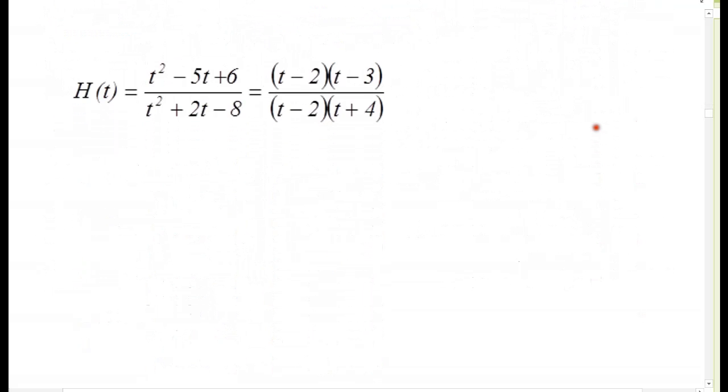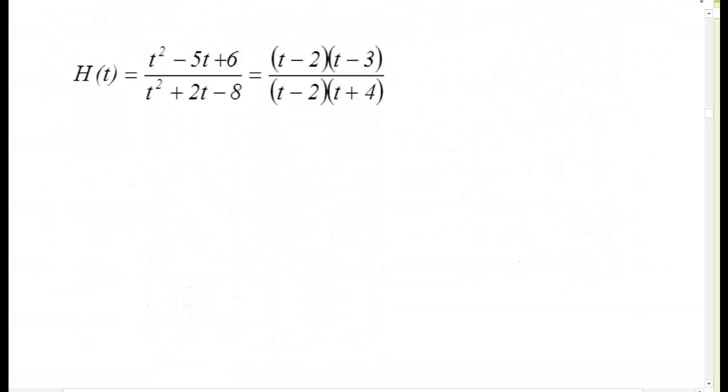All right, the second example. So I've got h of t, which is t squared minus 5t plus 6 divided by t squared plus 2t minus 8. I went ahead and factored it for you, although you should be able to factor it, because I wanted you to see that this case has a common factor. The top factored into t minus 2 times t minus 3, and the denominator factored into t minus 2 times t plus 4.